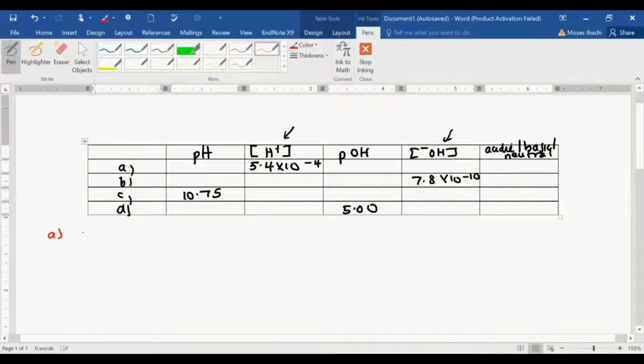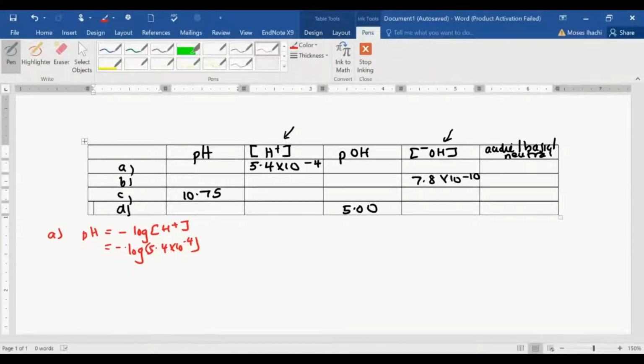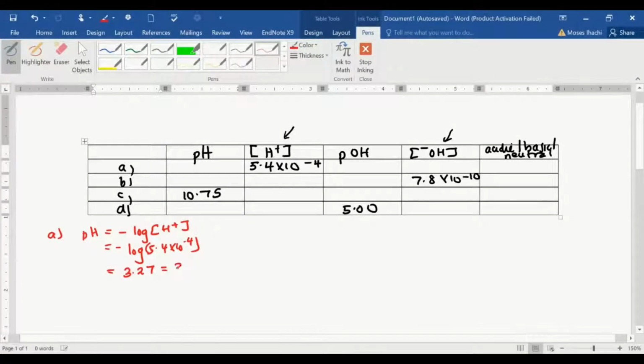So we can start by finding the pH because it's negative log concentration of the acid, which is negative log of 5.4 times 10 to the power minus 4. If you do your calculations, your pH will easily be found. I hope you know how to use a calculator. So the answer here, the pH will be 3.27. In fact, that's just 3.3.